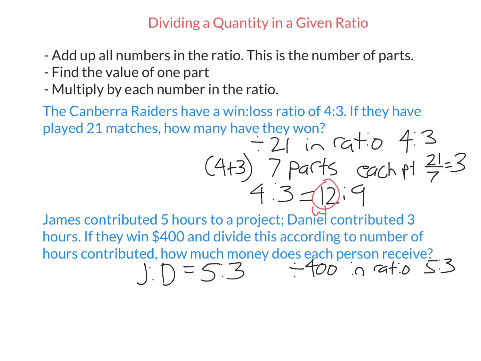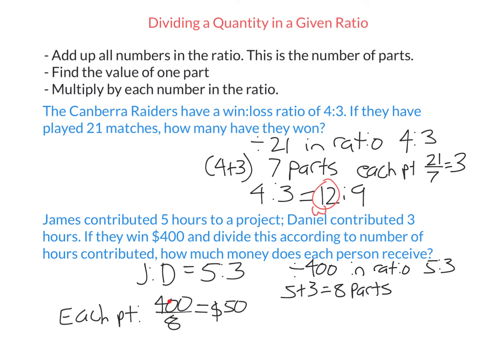First step, add the numbers in the ratio. 5 plus 3 is 8. There are 8 parts in total. This question is asking us to divide 400 into 8 equal parts. James will get 5 of those parts and Daniel will get 3 of those parts. To figure out how much money each person receives, we need to know the value of one part. So 400 divided by 8 is 50. If 8 parts is $400, 1 part is $50.